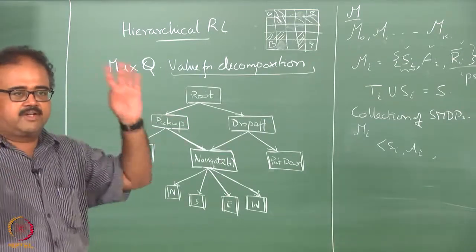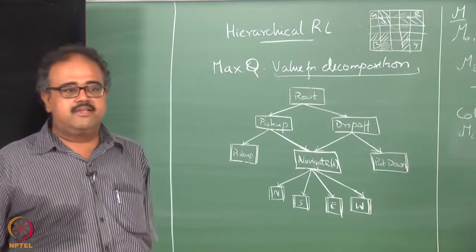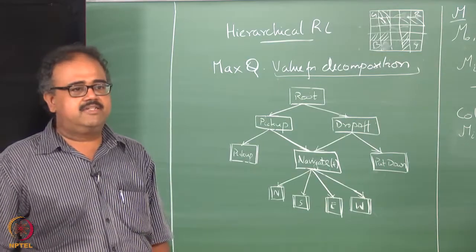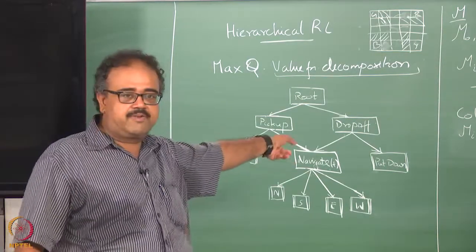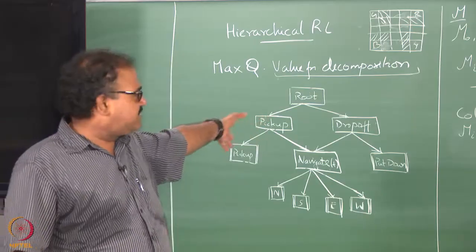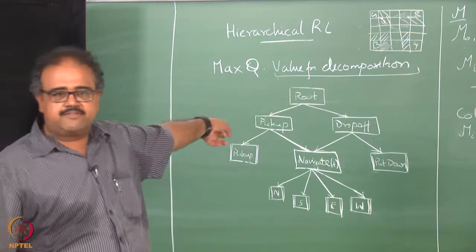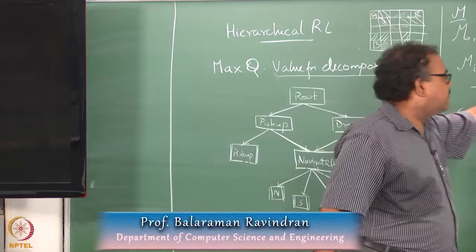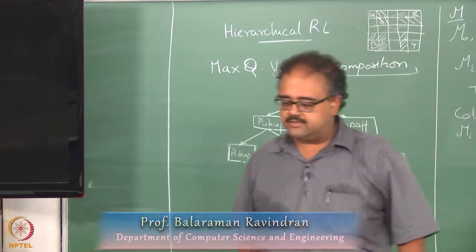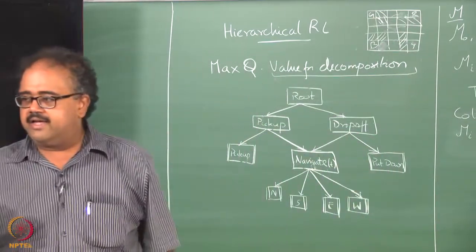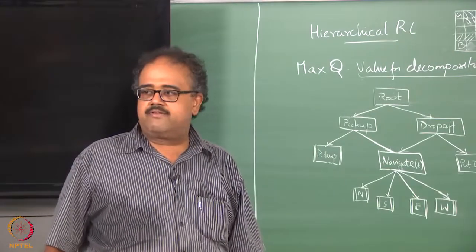Just like in options, we have to specify the option policy. In HAMs, you have to specify the structure of the machine. So in MaxQ, we not only specify this graph, I mean, this graph is implicitly specified, drawn from these Ai's. So you have to specify Si, Ai, Ri bar for every task.